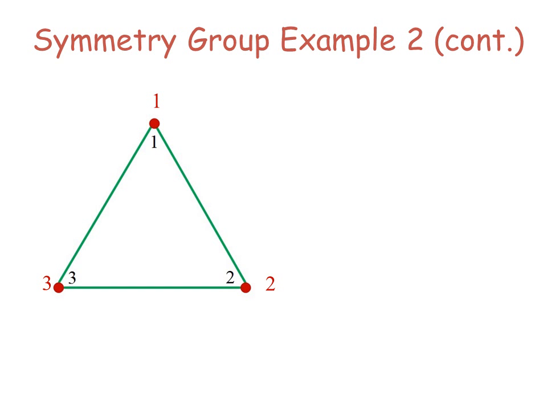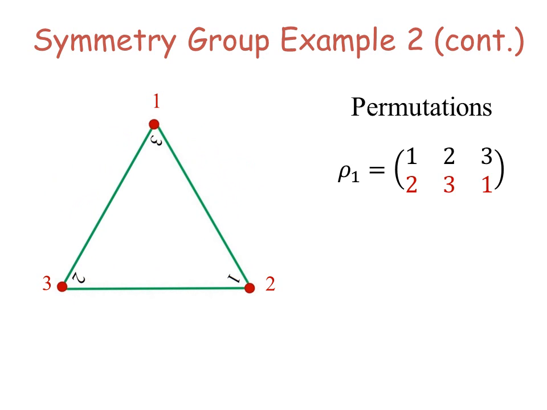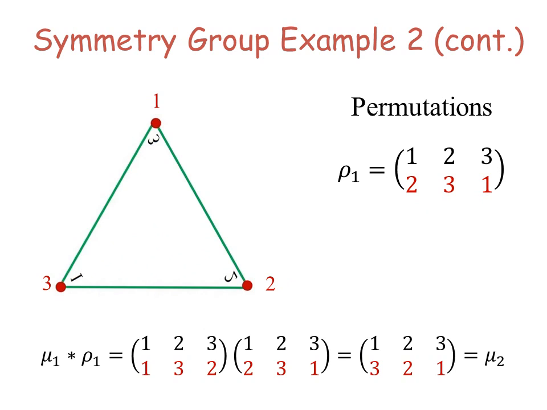Let's compute a product again using rho 1 and mu 1, but in the opposite order. First, apply rho 1. Now apply mu 1. This gives us that the product mu 1 star rho 1 is mu 2. Therefore, we see that mu 1 star rho 1 does not equal rho 1 star mu 1. And so the symmetry group of the triangle is not an abelian group. That is, it is not a commutative group.